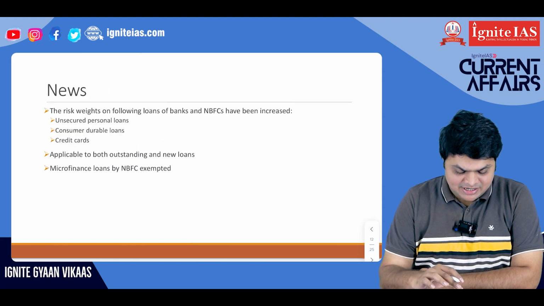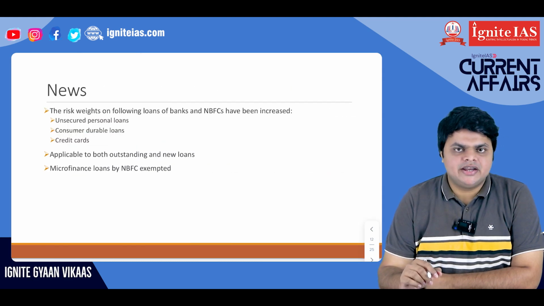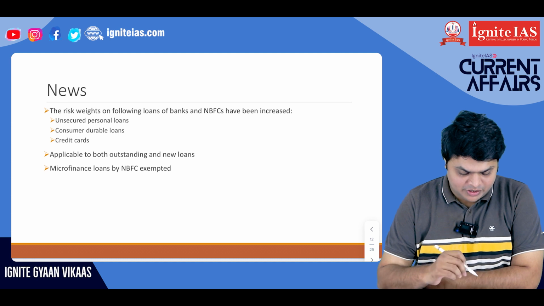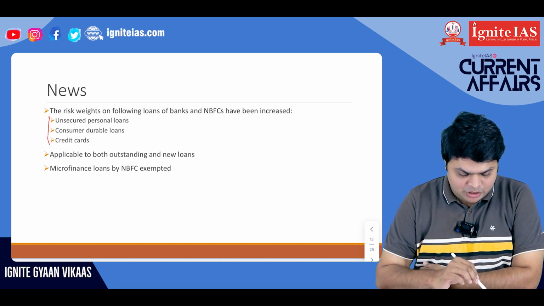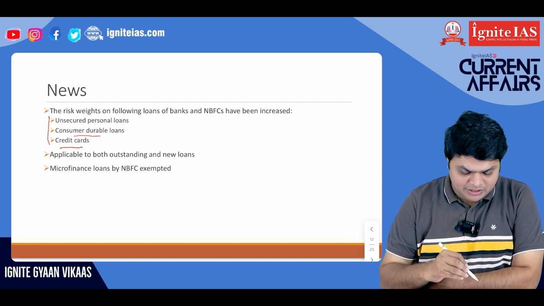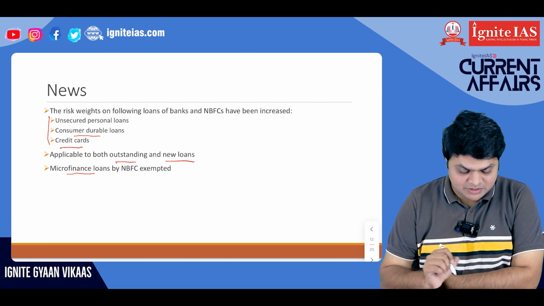Now, first, let us understand the news first. So, recently RBI announced that risk weights on the following category of loans have to be increased. Those loans are unsecured personal loans, consumer durable loans, and credit cards. And it is applicable both to outstanding and new loans. And microfinance loans by NBFCs have been exempted from this provision.